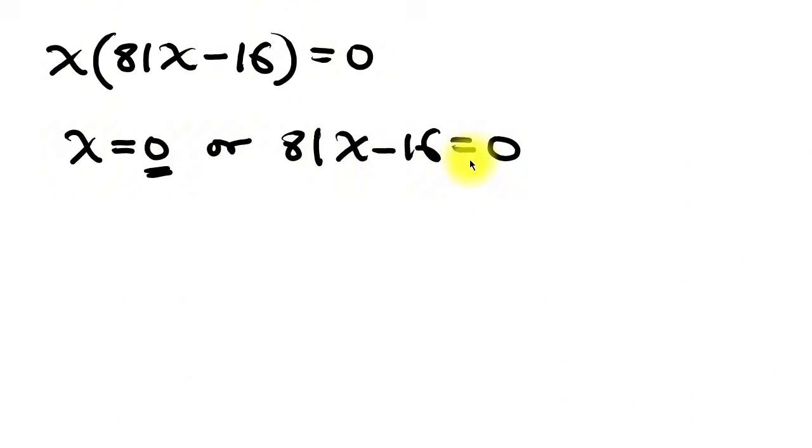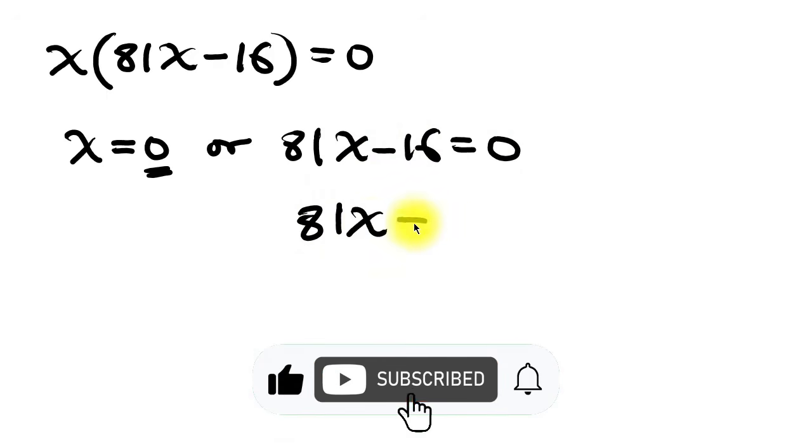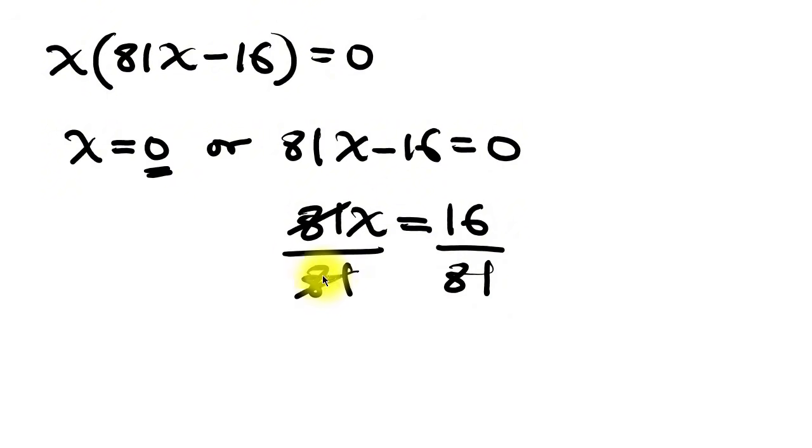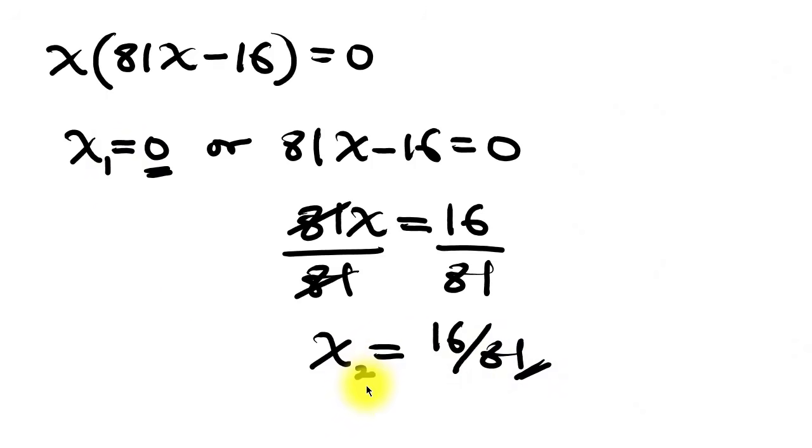Now let's pay attention to what we have here. Now we can move negative 16 to the right-hand side so that we have 81x equal to, as negative 16 crosses, it becomes positive 16. Now in order to get a value of x, we divide both sides by 81. Good. Now notice that 81 cancels out from the left-hand side, leaving behind x equal to 16 all over 81. Very good. Now we have two values of x. This is one of them, and this is the second value of x.